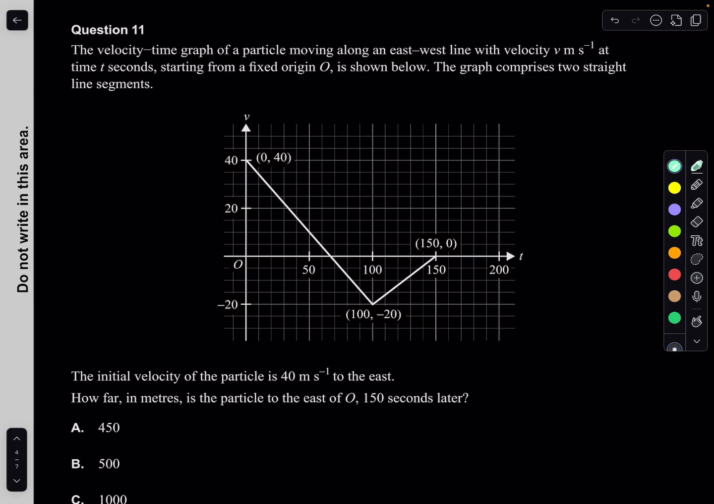Next question, question 11. The velocity time graph of a particle moving along the east and west line with velocity v at the time t seconds, starting from a fixed origin O is shown below. The graph comprises 2 straight line segments. The initial velocity of the particle is 40 centimeters to the east. How far in meters is the particle to the east of O 150 seconds later?